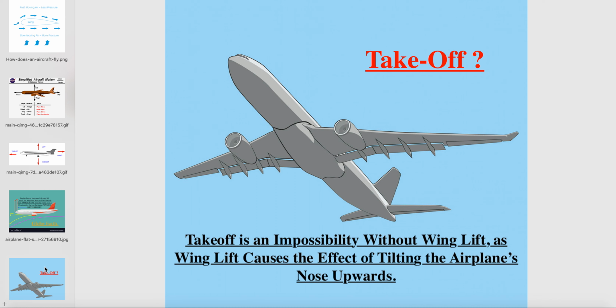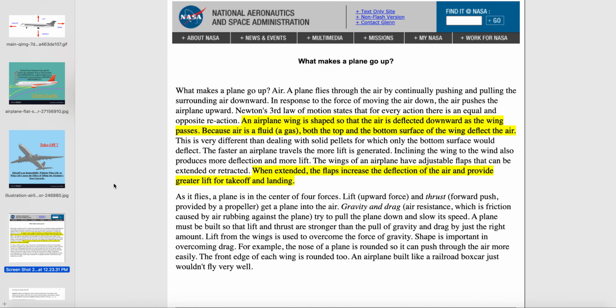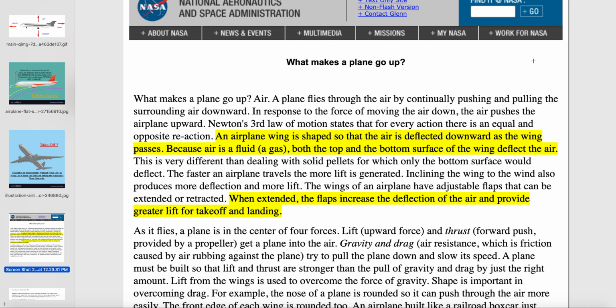And once the airplane gets up at cruising altitude, they can then relax maybe on the amount of thrust they need, but they still must keep enough thrust to overcome the drag and keep enough lift to overcome the weight, right? So here is what NASA has to say about it. So what makes a plane go up? Okay, this is from NASA. Now, Wolfie has to address this if he's got a problem with what I have to say.